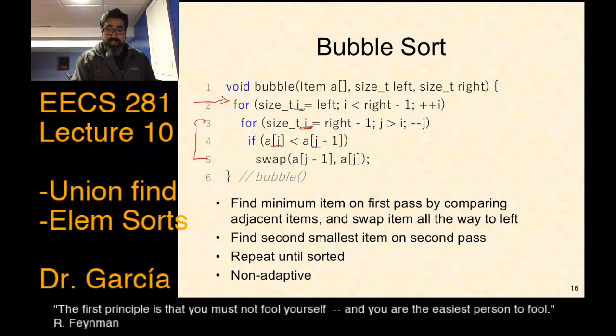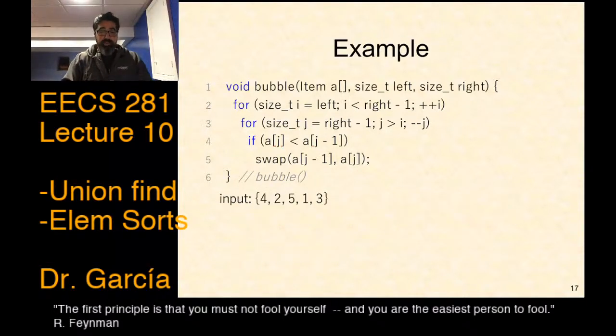The first iteration is going to put the smallest element in the first slot in the array. And then the second iteration of the outer loop, after it's done with all the inner loop iterations, is going to place the second smallest element into the second spot in the array, and so on and so forth, right? So let's look at how this works. Suppose the input is right here, 4, 2, 5, 1, and 3.